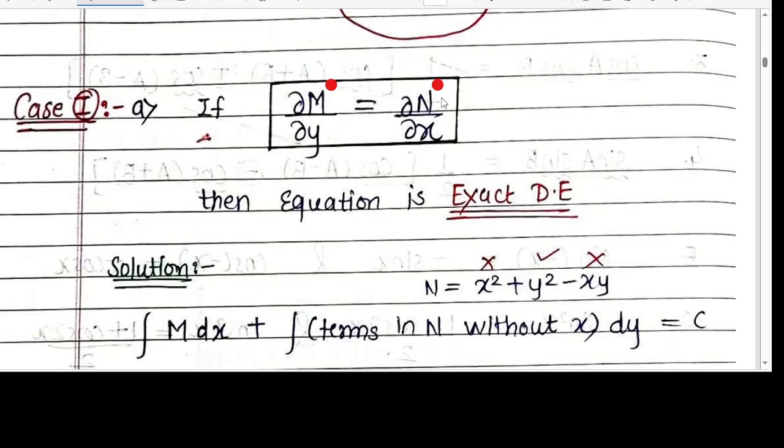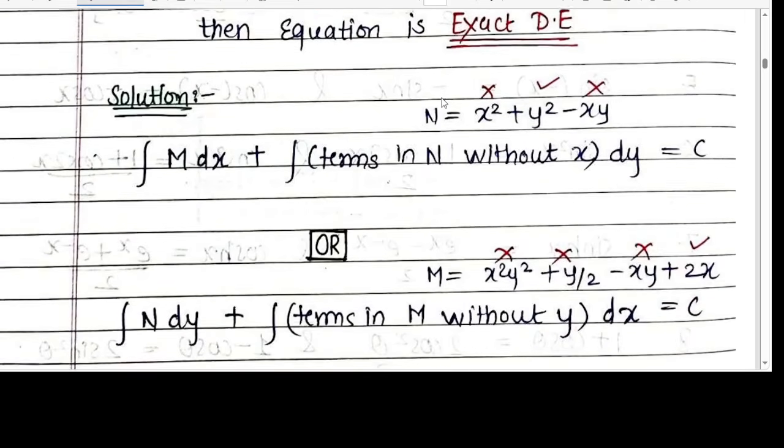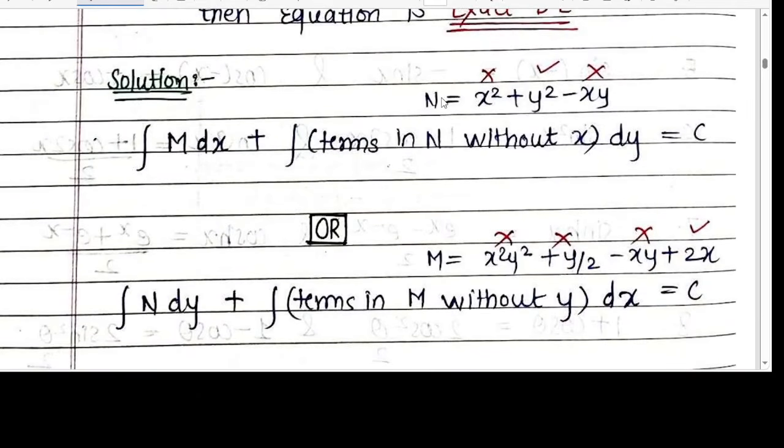And once we know that the given differential equation is exact, we can write its solution by using the formula: integrate all the terms of M with respect to x, and in the second term of the solution integrate terms in N without x. What does it mean by without x? Any terms which contain x, no need to include here.